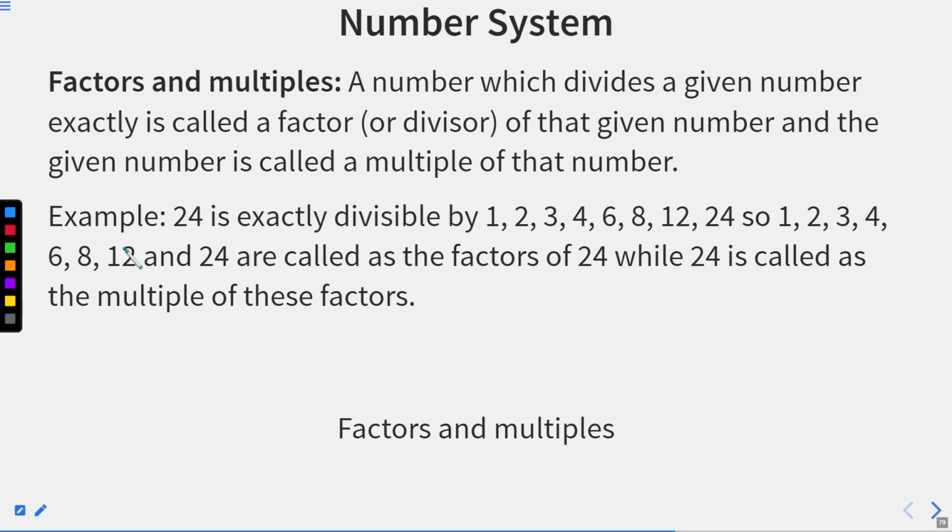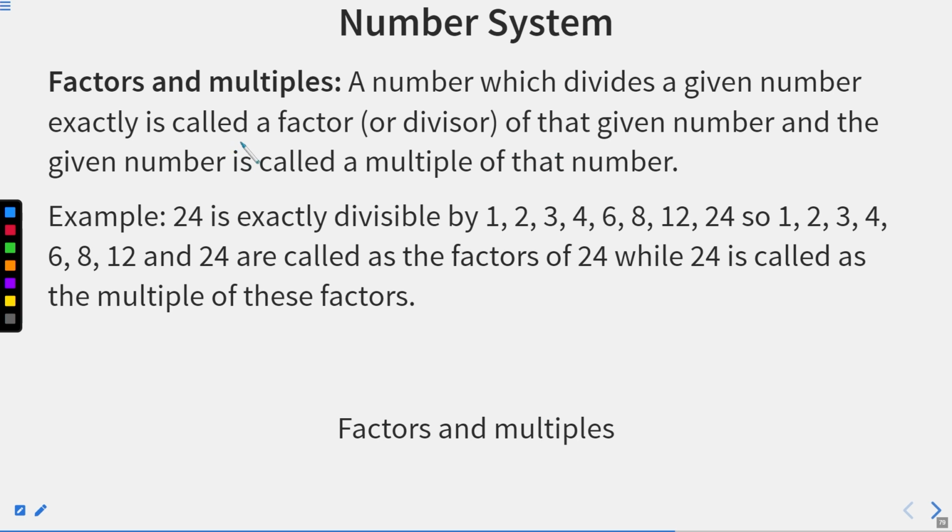Factors and multiples. A number which divides a given number exactly is called a factor or a divisor of that given number, and the given number is called a multiple of that number. Let me just repeat myself with the help of an example. So if I say 24, 24 is completely divided by 2. So we can say that 2 is a factor of 24.